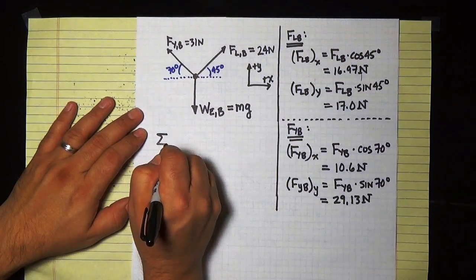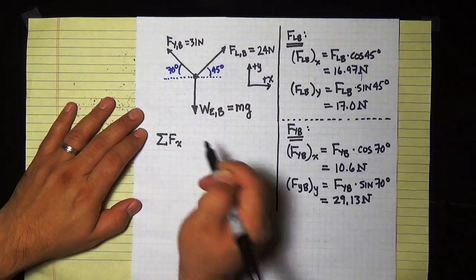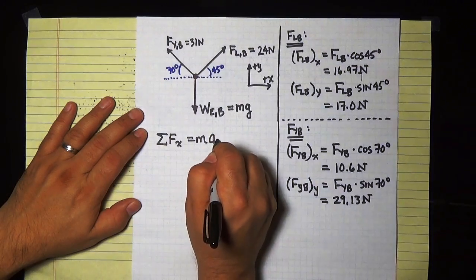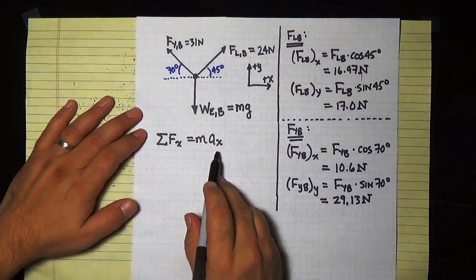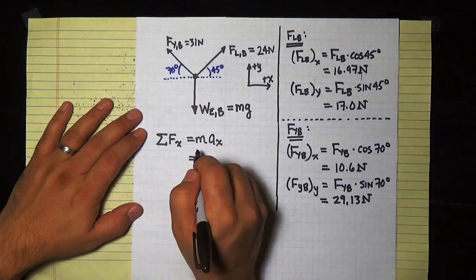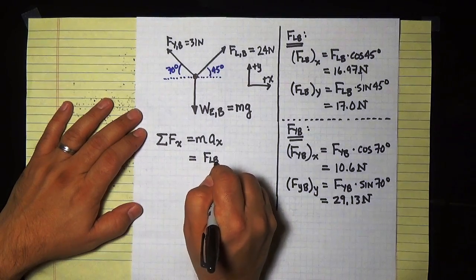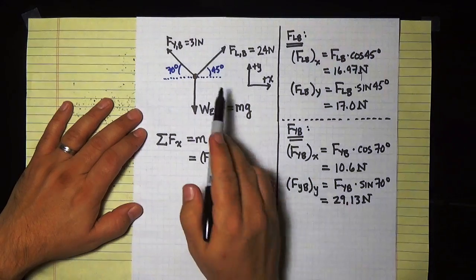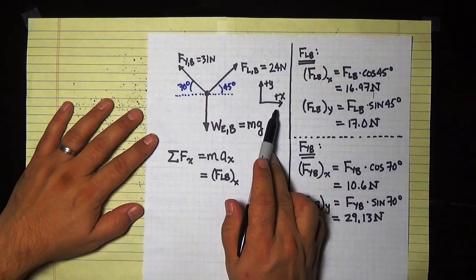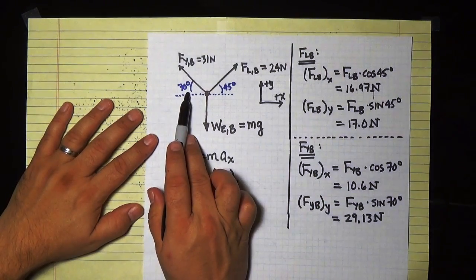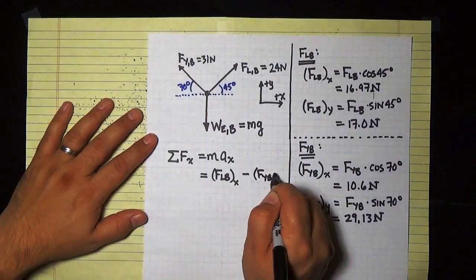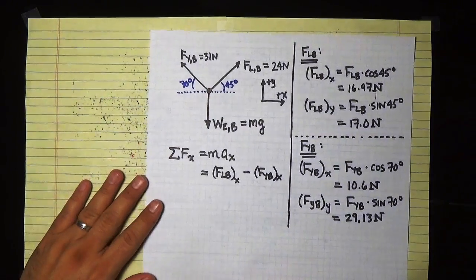Newton's second law is that the sum of the forces in the x direction is equal to the mass of the bucket times the acceleration in the x direction. The acceleration in the x direction is unknown. This is what I'm actually trying to find. And so the sum of the forces in the x direction is the force that I exert on the bucket in the x direction, that is in the positive direction according to my coordinate system that I've drawn here, minus the x component of the force that you exert on the bucket.